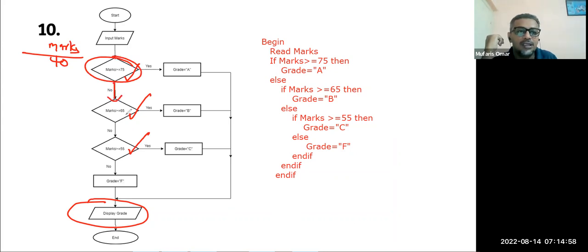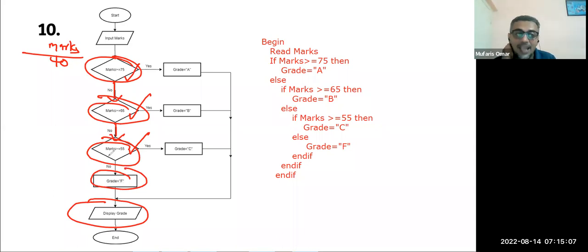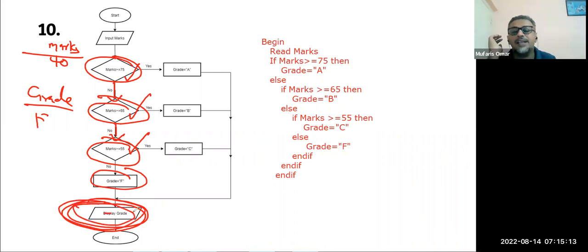Go to the no part. Check the second one, because marks is 40, no. Go to this no. Then check 55, no. Then you assign the grade F. So you put the grade as F. Then finally, once you check everything, you display the grade. So what you have to do is include this here after the end statement.